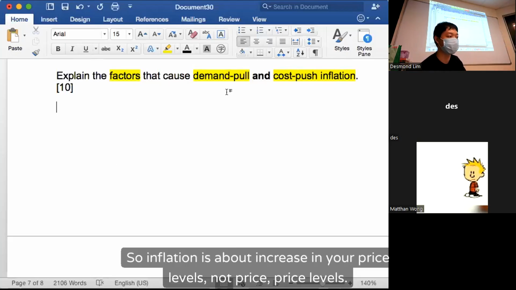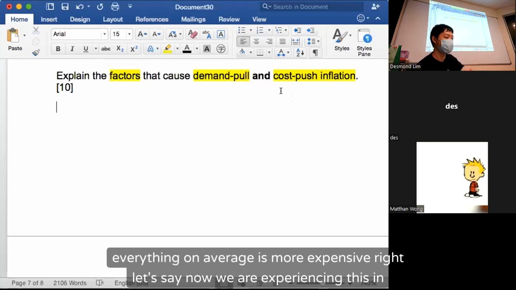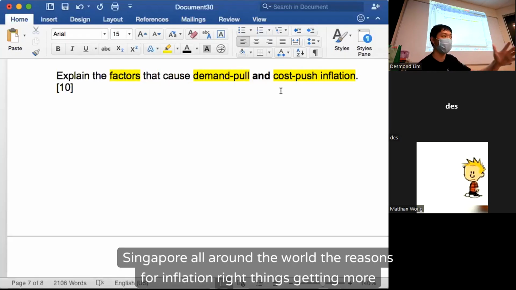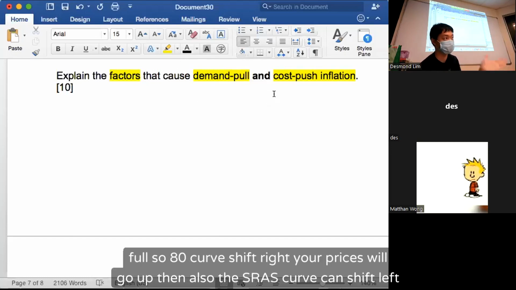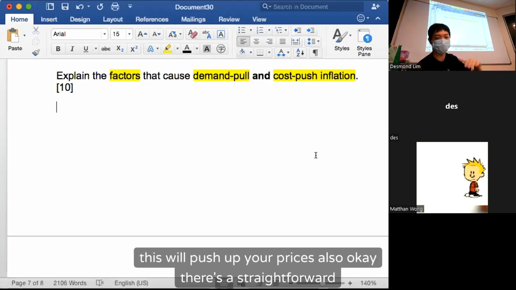Okay, so inflation is about increase in your price levels, not price level. Everything on average is more expensive, right? Let's say now we are experiencing this in Singapore, all around the world. The reasons for inflation, things getting more expensive, come from two sides. Okay, so the AD curve can shift to the right. This is demand pull. So AD curve shifts right, your prices will go up. Then also the SRAS curve can shift left. This will push up your prices also.